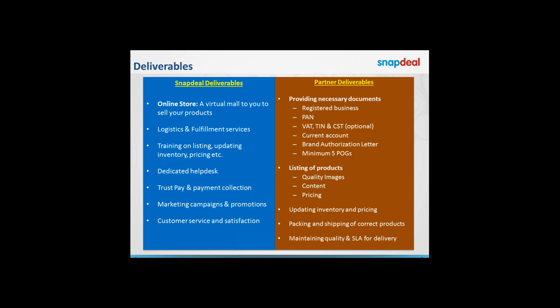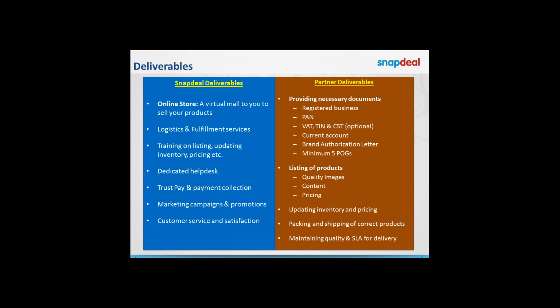Now, to make sure we are able to deliver all this to our sellers and buyers, we require some sort of support and coordination from our partners, our sellers. So to begin with, what we need from them is that they should have a registered business. A registered business which has got a PAN card in its name, VAT, which is value added tax, TIN, tax identification number, and CST, which is central sales tax.